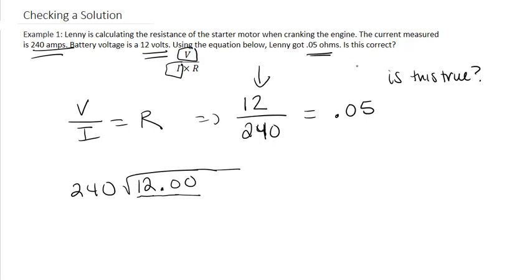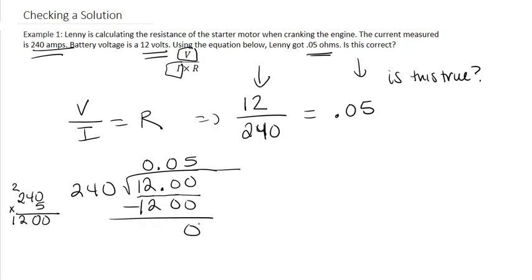So because we're going to guess on that number, we're going to go 240 times 5. So 0 times 5 is 0, 4 times 5 is 20, carry the 2. 5 times 2 is 10, plus 2 is 12. So I didn't go into these numbers, but 240 times 5 is 1,200. Then we subtract and we get 0. So we would say that Lenny did the correct calculation and got the correct answer. So this is correct.